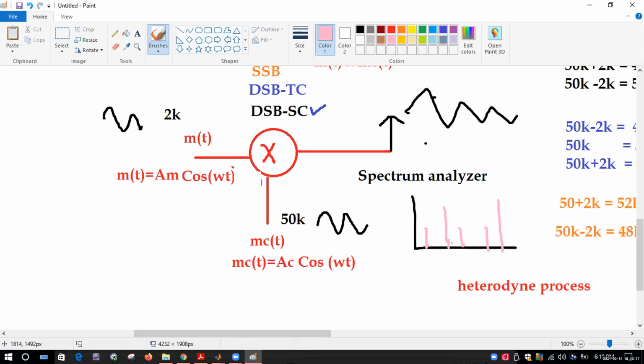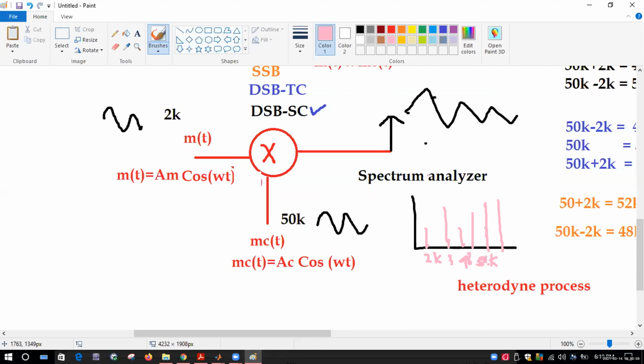In the spectrum, you can see this is frequency 1, let's say 2 kilohertz. This is 3 kilohertz, something like this. You will also see the carrier, 50 kilohertz, here. You will also see 48 kilohertz here. Do you understand? This is what we will see on the spectrum analyzer.